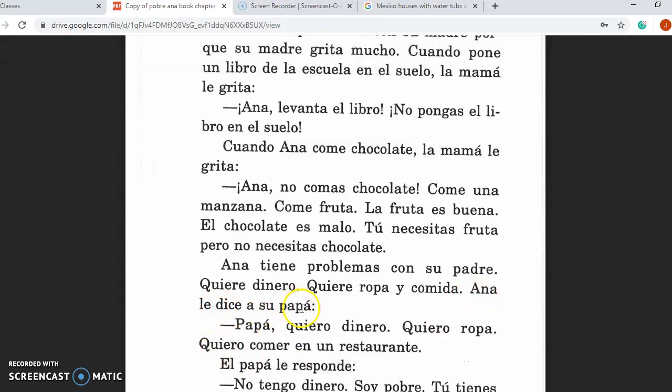"Papá" is more like dad or daddy, and "padre" is father. Dad, I want. See the O ending? So now I have my subject. "Yo" doesn't have to be there. In fact, a lot of times in Spanish, "yo" is not there. Or "tú," or "él," or "ella." The subject pronoun words don't always come in front of the verb because the ending already suggests it.